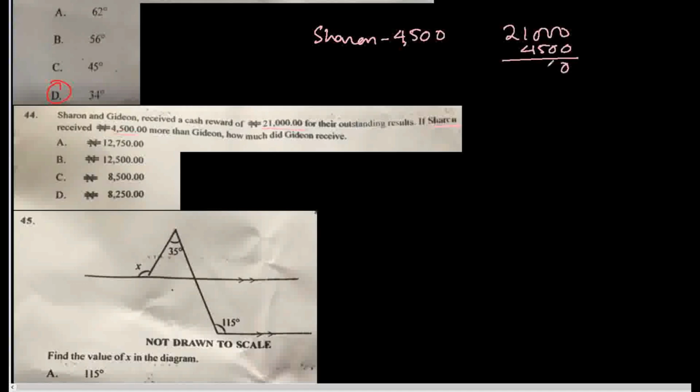So it will be 16,500. Now this 16,500 will be equally distributed between Sharon and Gideon, because Sharon already has this one extra, which is the case. Divide this by 2 and you get your answer, 8,250. D is the answer.